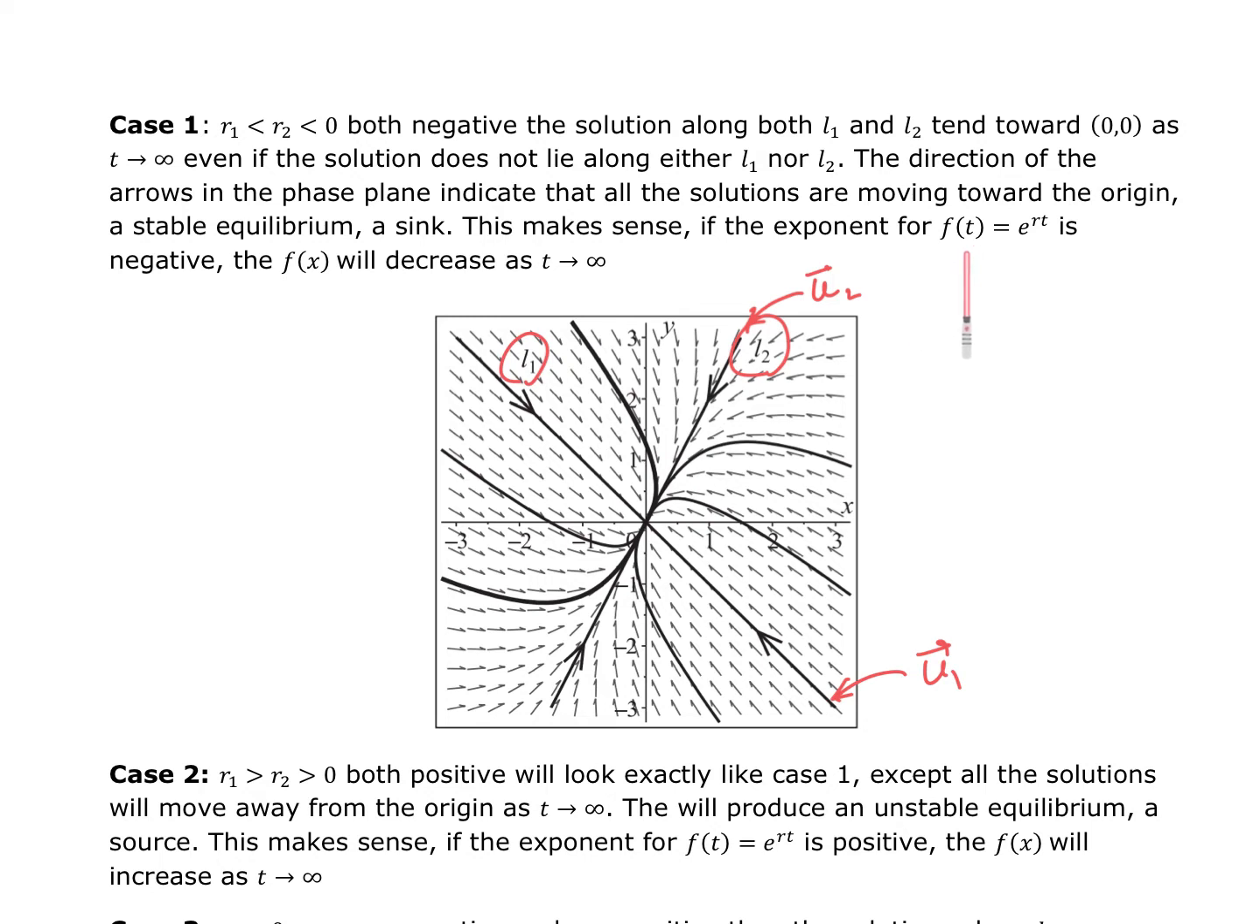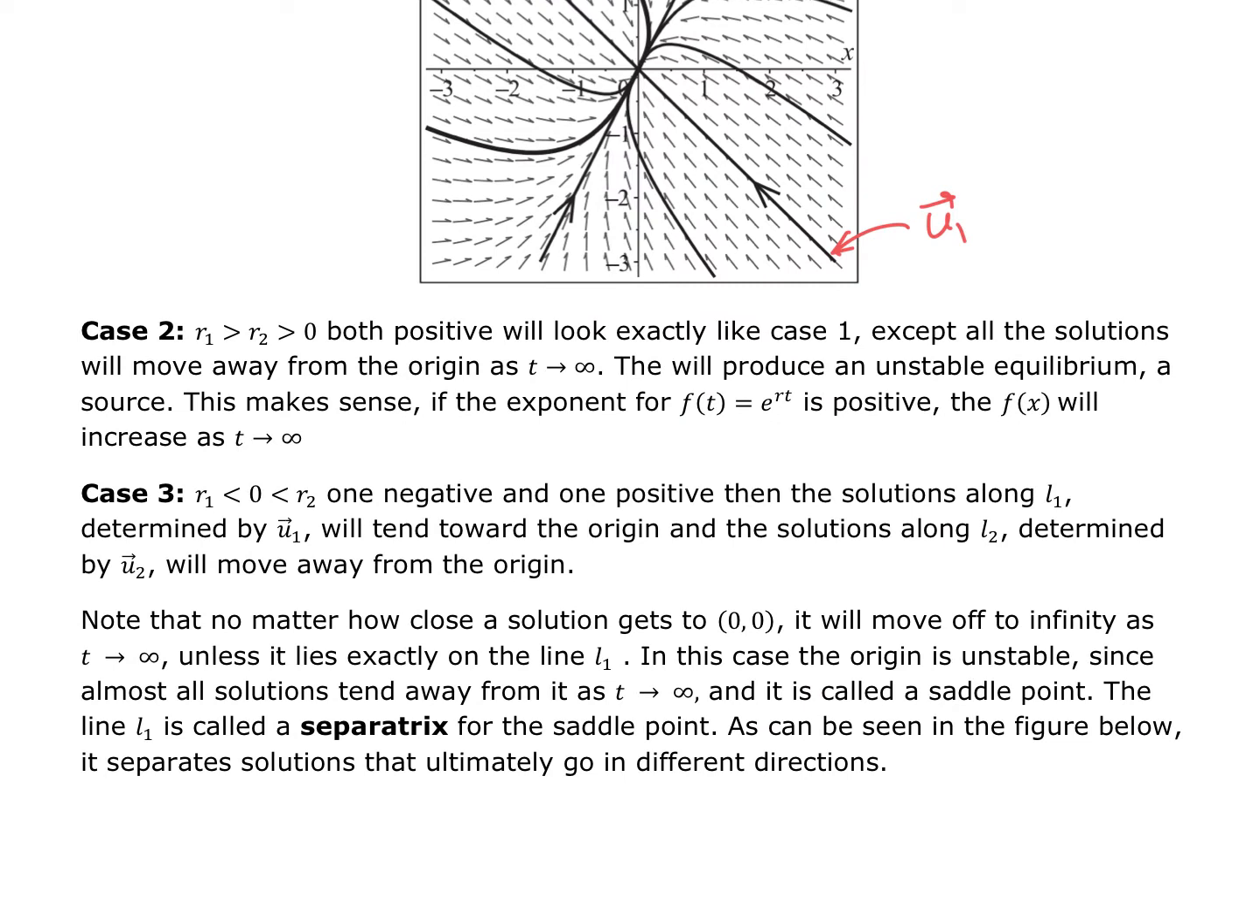If you had f of t equal to e raised to the rt, if r is negative, f of t will decrease as t gets really large. That makes sense when you think about it in our pre-calculus life, when we started learning about e to the rt.